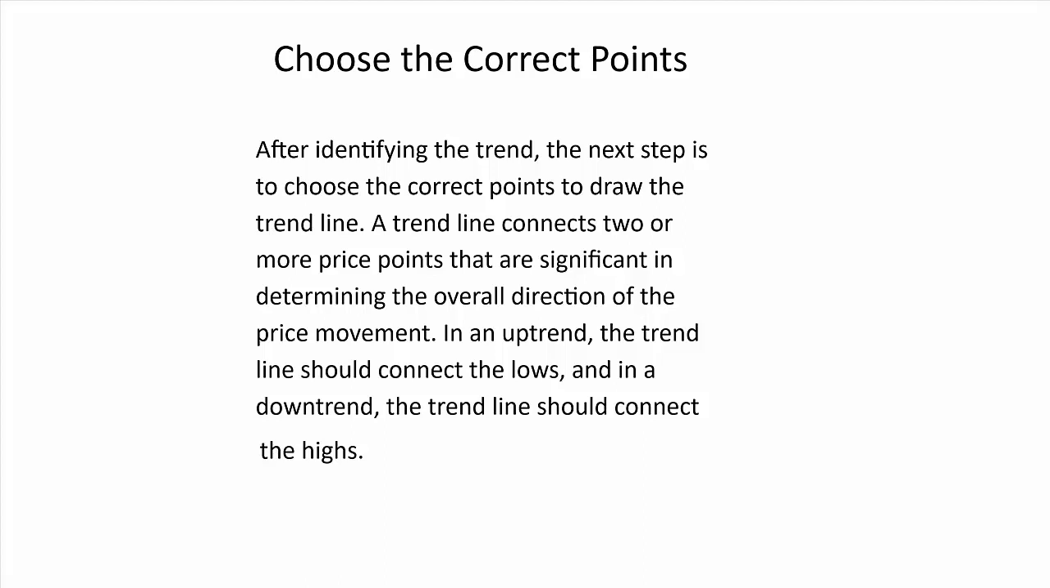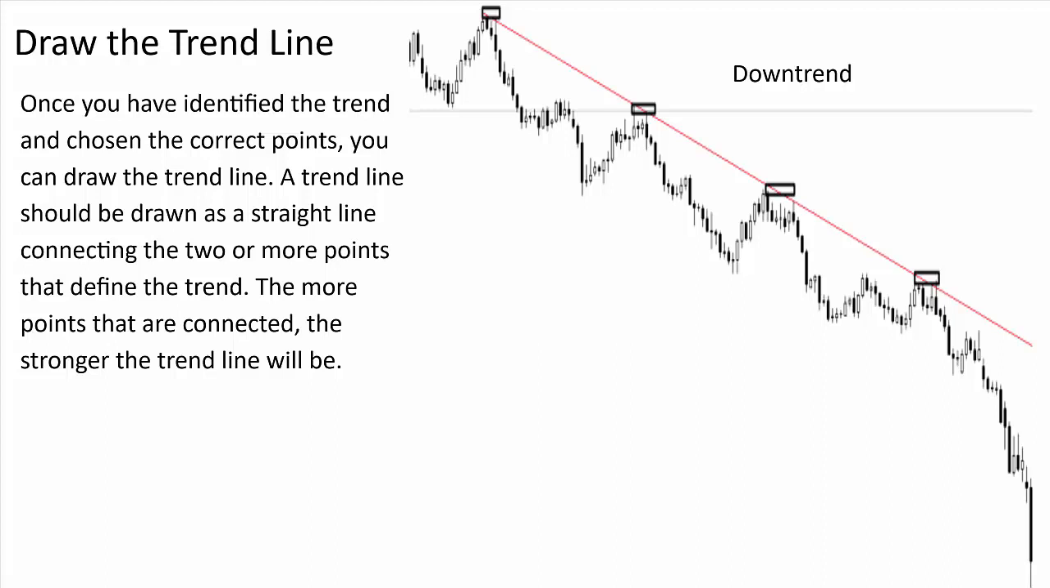After identifying the trend, the next step is to choose the correct points to draw the trend line. A trend line connects two or more price points that are significant in determining the overall direction of the price movement. In an uptrend, the trend line should connect the lows, and in a downtrend, the trend line should connect the highs.